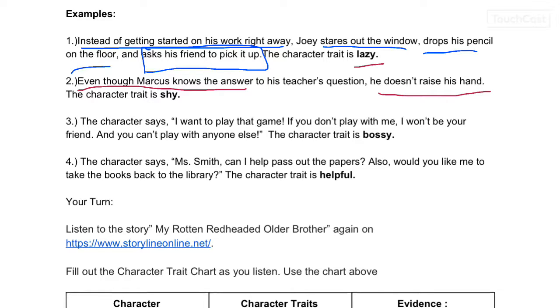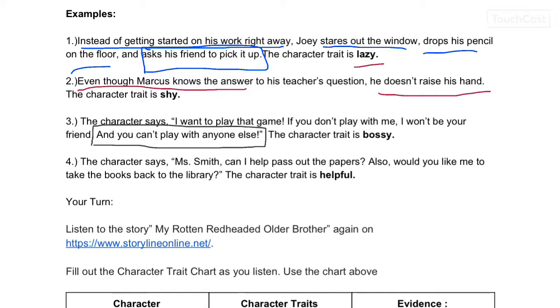All right, let's go over number 3. The character says, I want to play that game. If you don't play with me, I won't be your friend, and you can't play with anyone else. I said this character is bossy. Pretty much everything this character says, you can't play with anyone else? What? You're not the boss of me. Pretty much is telling that other person what to do.